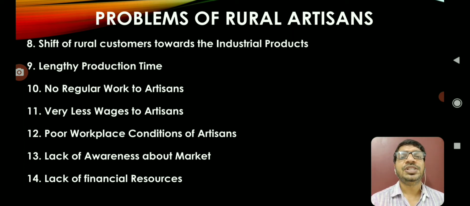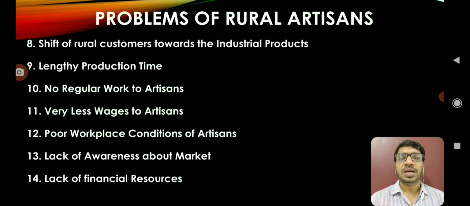And next, shift of rural customers towards industrial products. Even most of the rural customers are looking at industrial products, which means they are looking at alternatives to these traditional products. So it reduces the demand for rural products. And lengthy production time: it requires huge time to produce products by using traditional methods. No regular work for artisans, as we mentioned, in the unseasoned time there is no season.